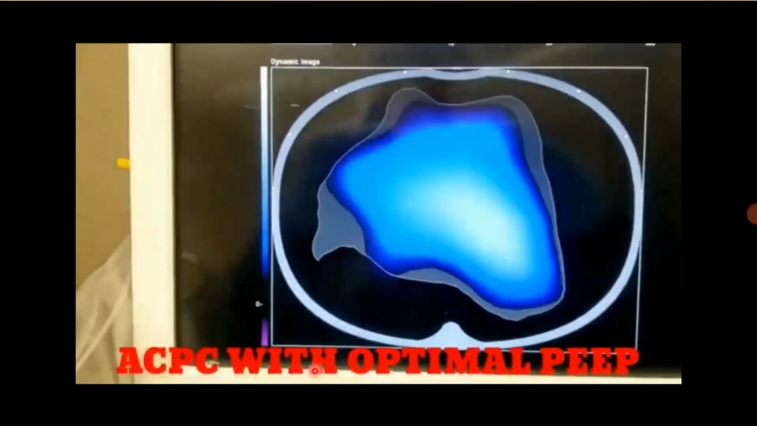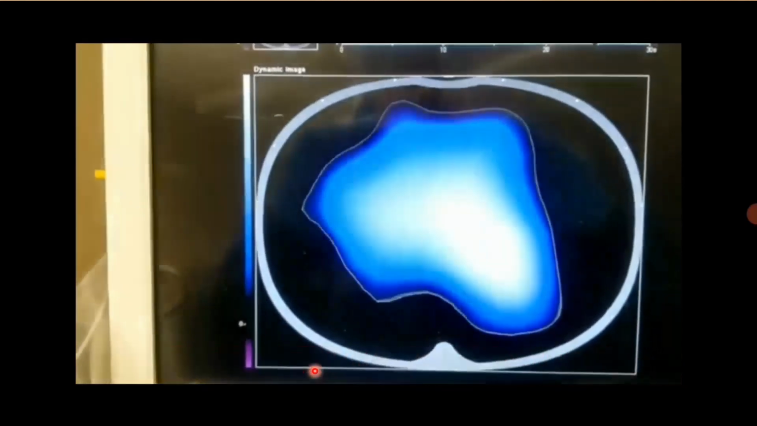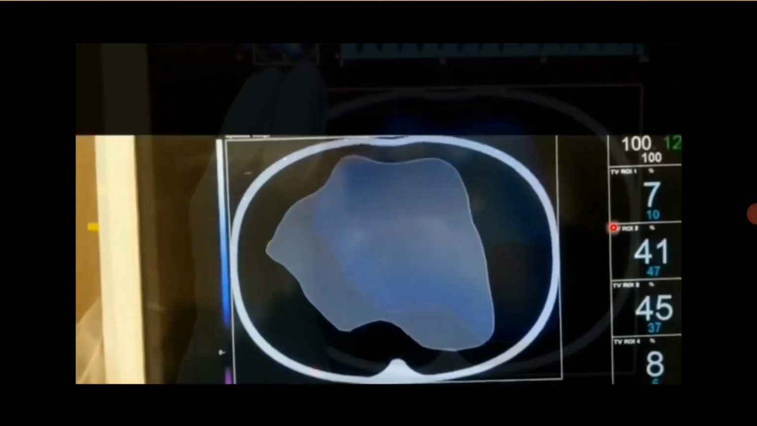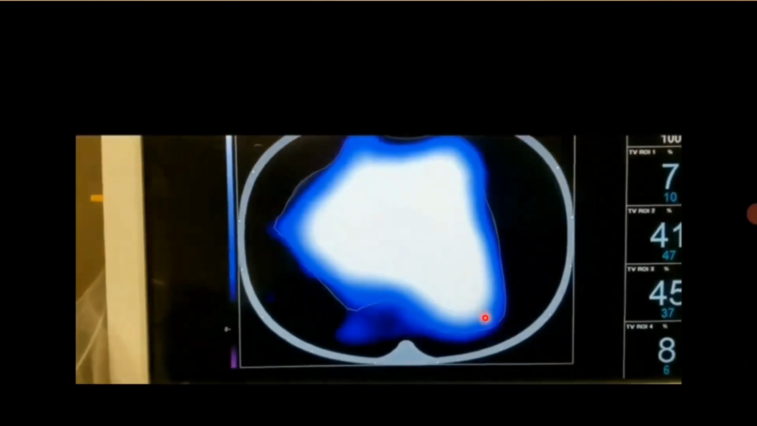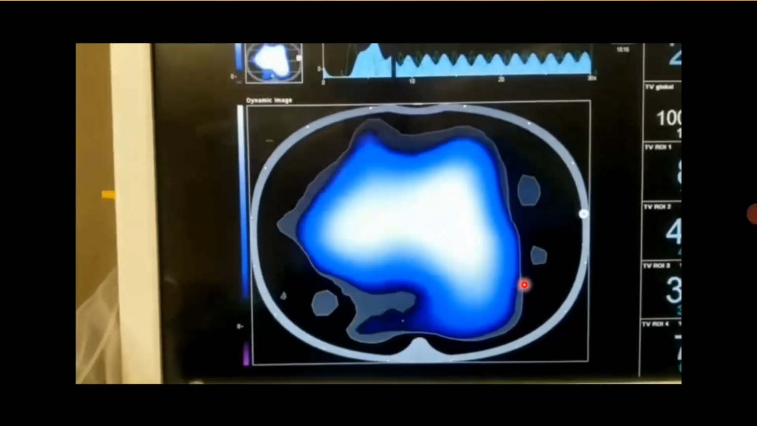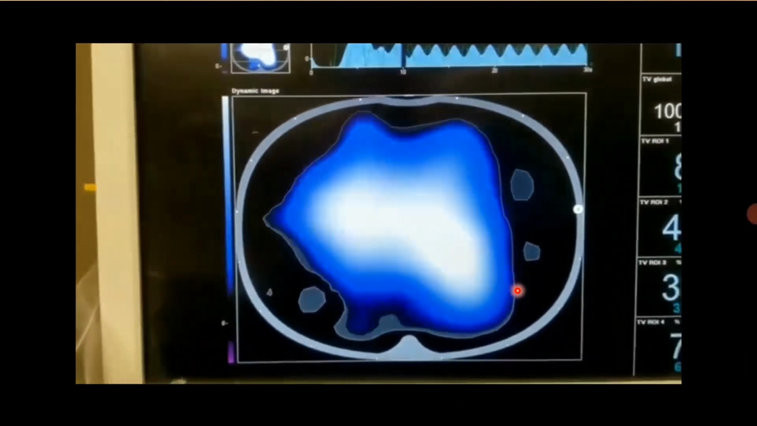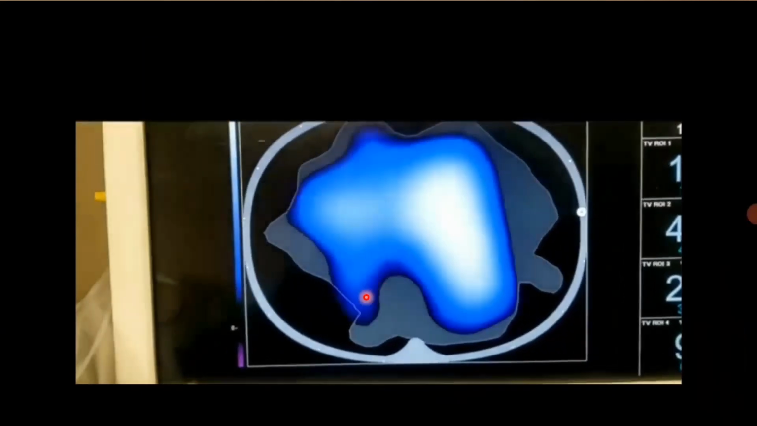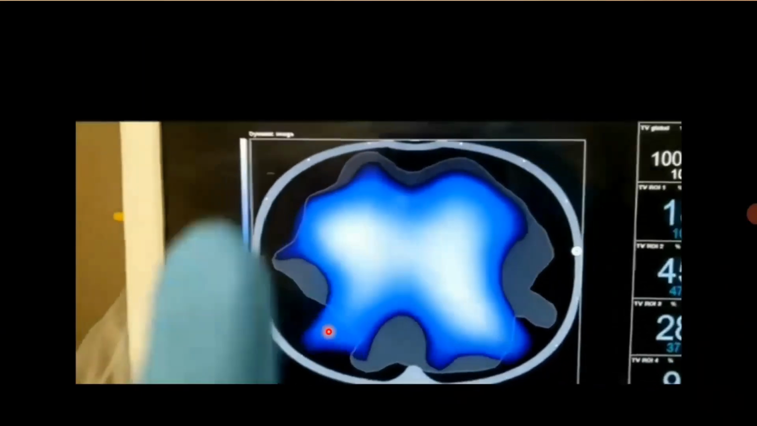I have the volume off of the video, but I'm kind of pointing out how small sometimes the blue gets on expiration. Here is APRV, and you're going to notice already that you're starting to get a little bit more stretch going. You're recruiting a little bit more. It's going to start going here. So this is what we usually do if we have the benefit of having the EIT belt on, especially if we're not getting what we want with ACPC. We're going to compare the conventional mode to APRV.